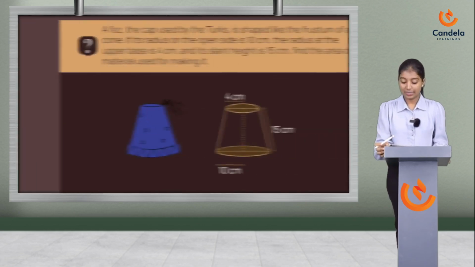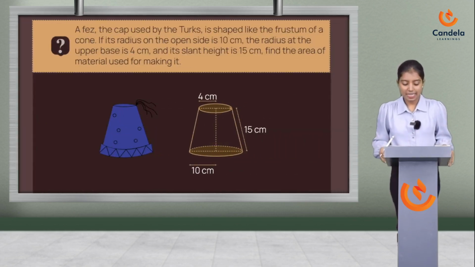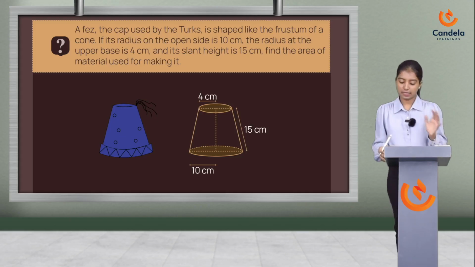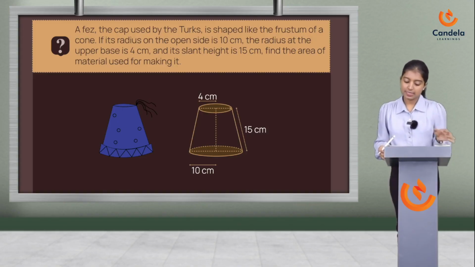Now let's get into the next question. The cap used by the Turks is shaped like the frustum of a cone. If its radius on the open side is 10 centimeter, the radius at the upper base is 4 cm and its slant height is 15 cm, find the area of material used for making it.